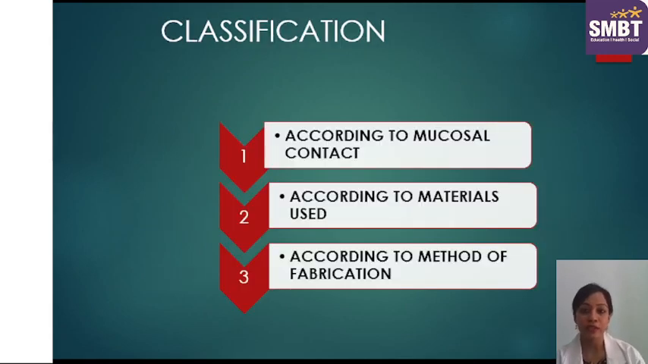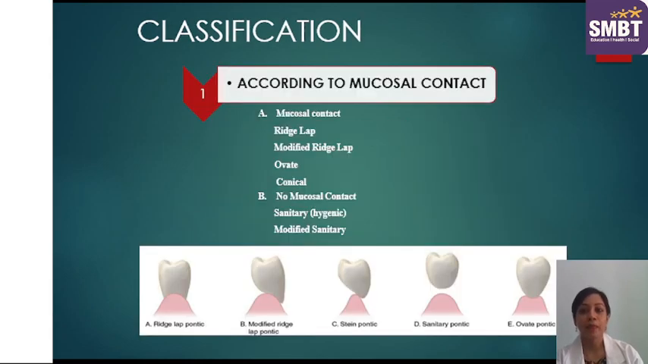Coming to the classification, there are three main classifications for this component. First is according to the mucosal contact. The second is according to the materials used for fabrication, and third is according to the method used for fabrication. So let us just see these. First, according to the mucosal contact. Depending on whether this component touches the ridge or not, it is classified as mucosal and non-mucosal type.